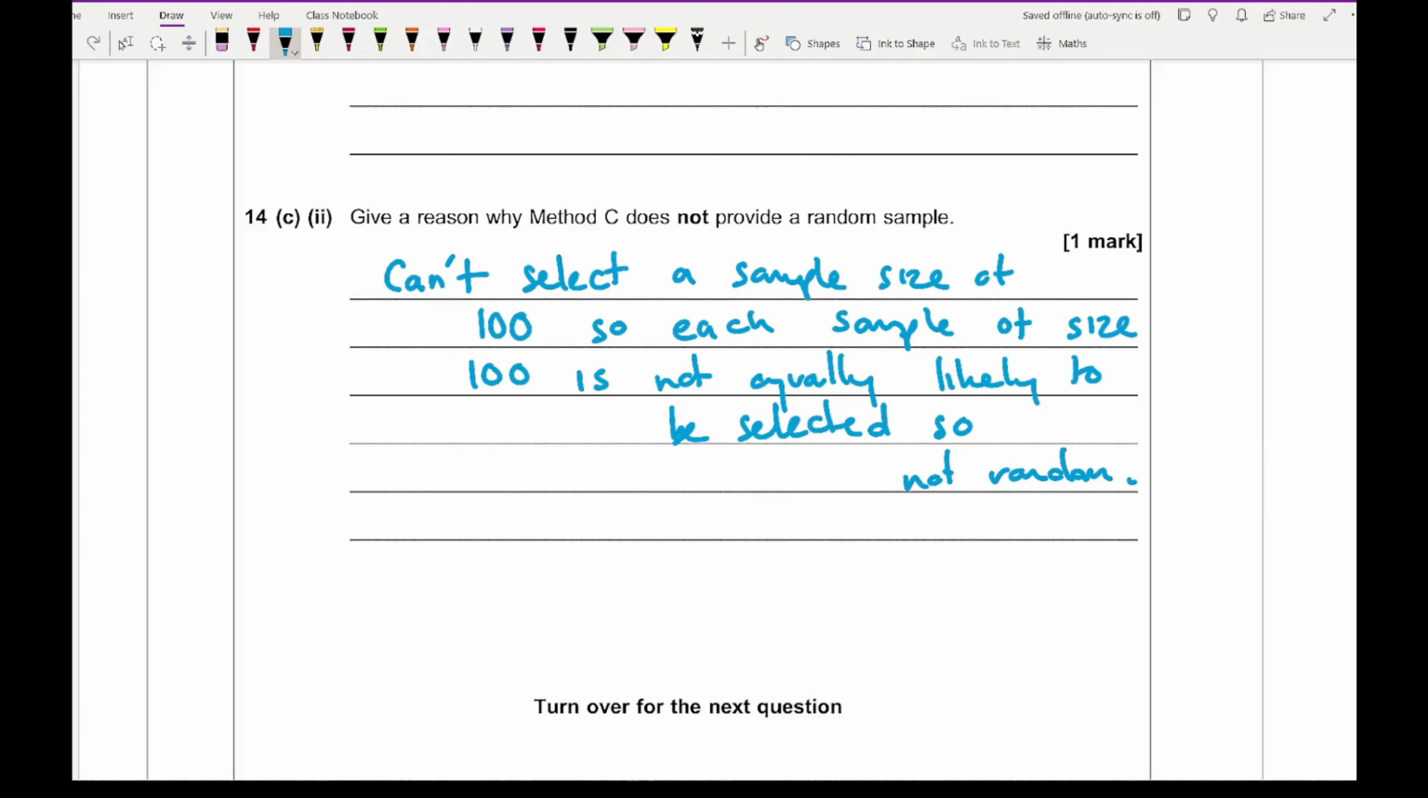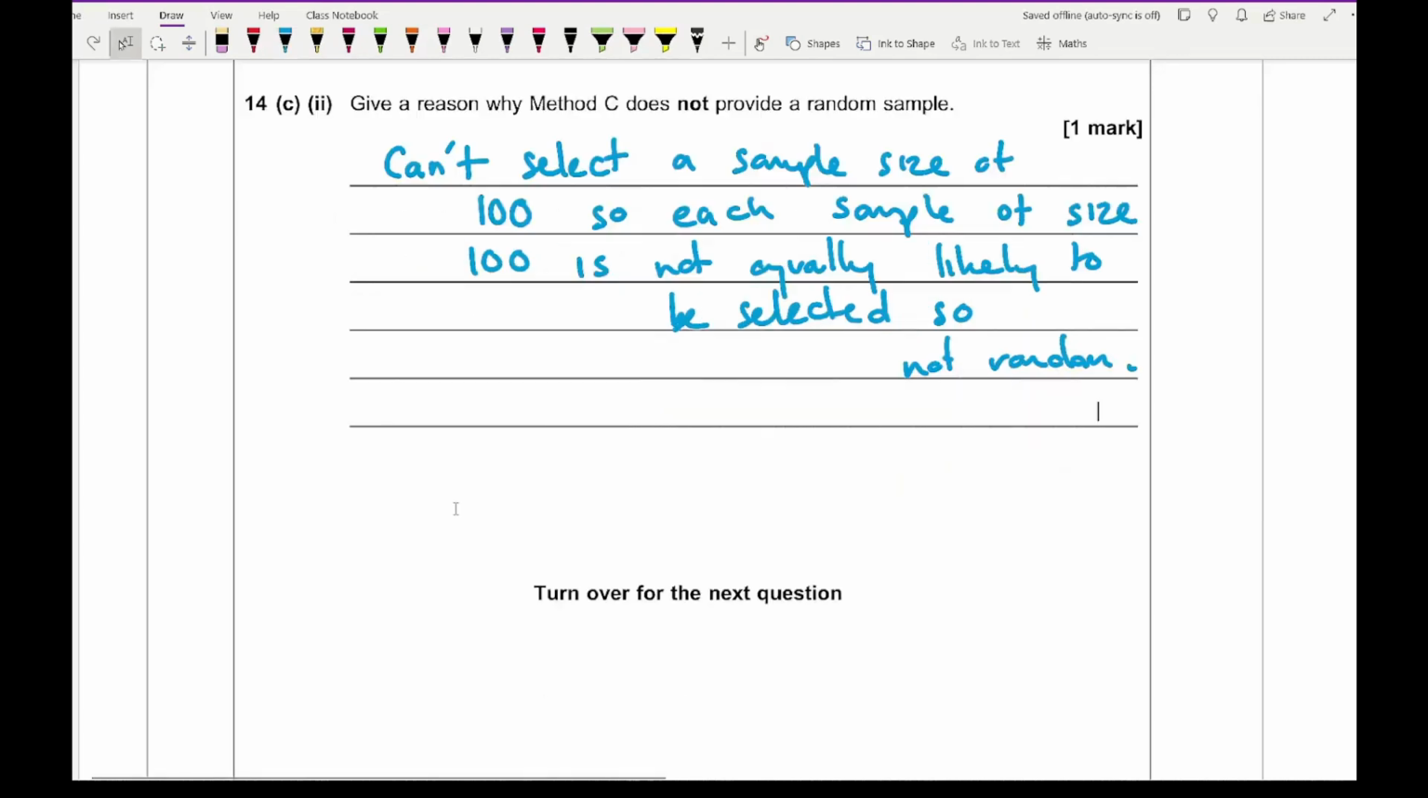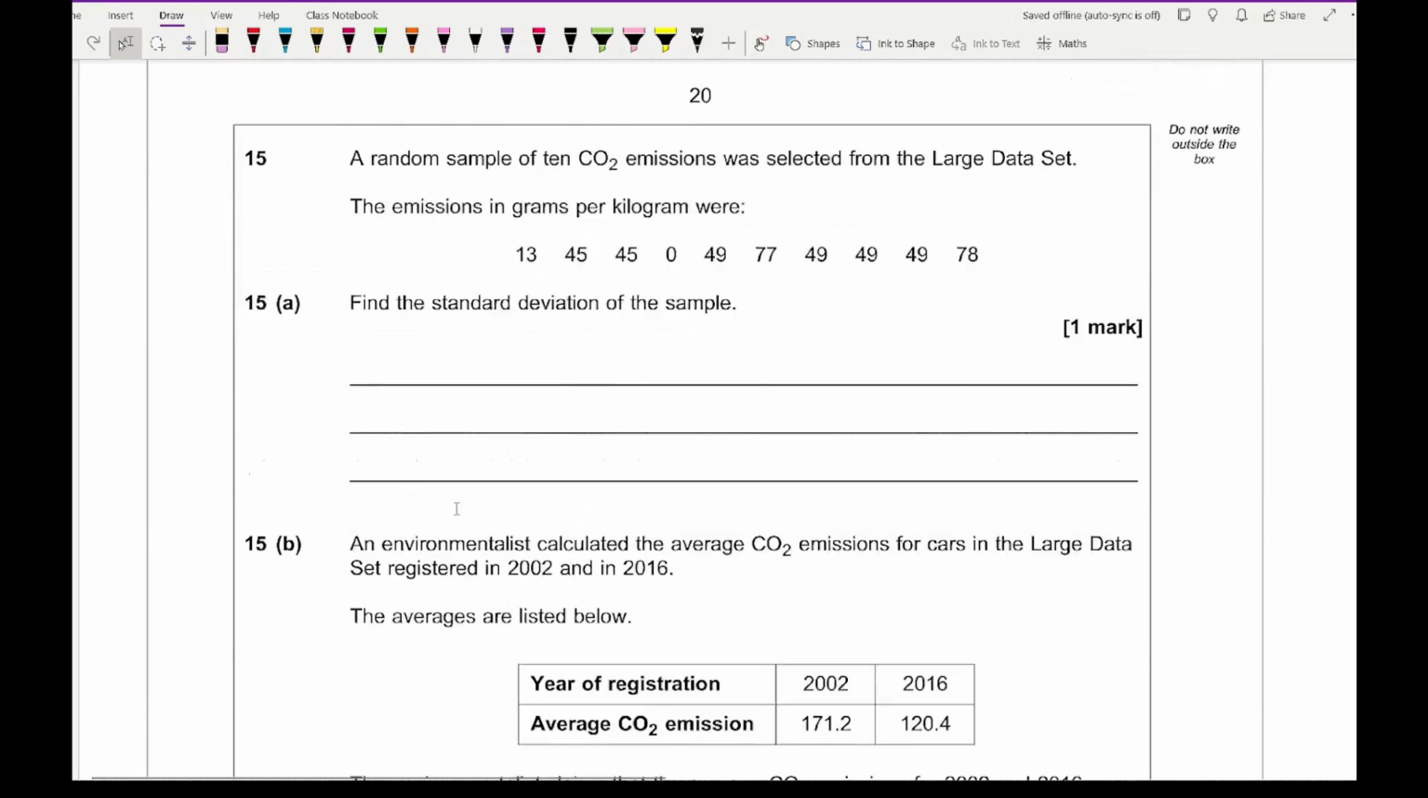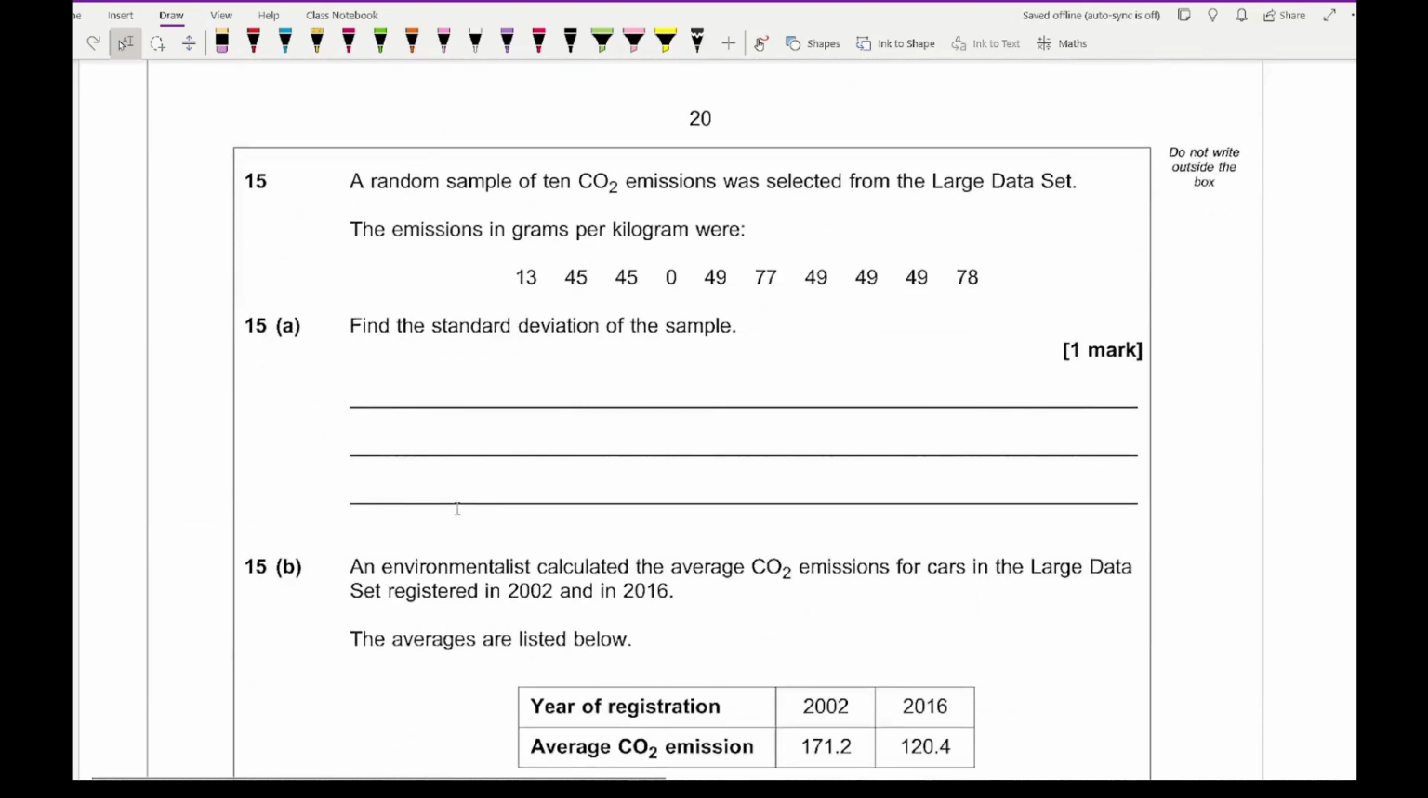The issue is the fact that you're putting the original data in some form of order, which again, for it to be a random sample, you might find that the person with a surname of, let's say, Aaron with 2 A's is obviously therefore not going to be selected, and you want to make sure that everyone has an ample chance of being selected. Then moving on to question 15, it says that a random sample of 10 CO2 emissions was selected from the large data set.